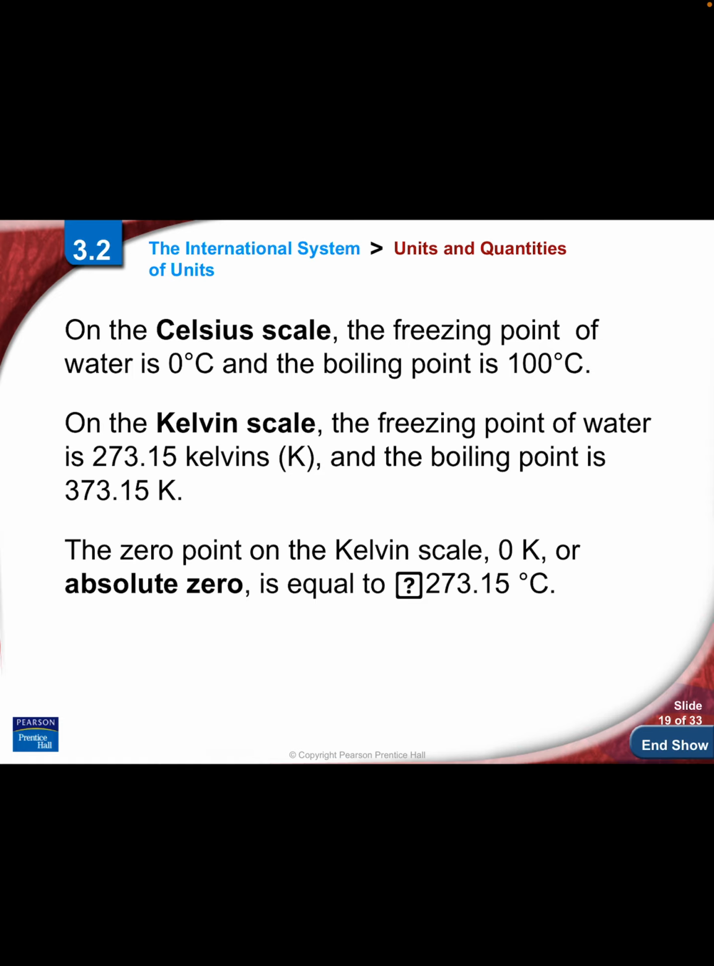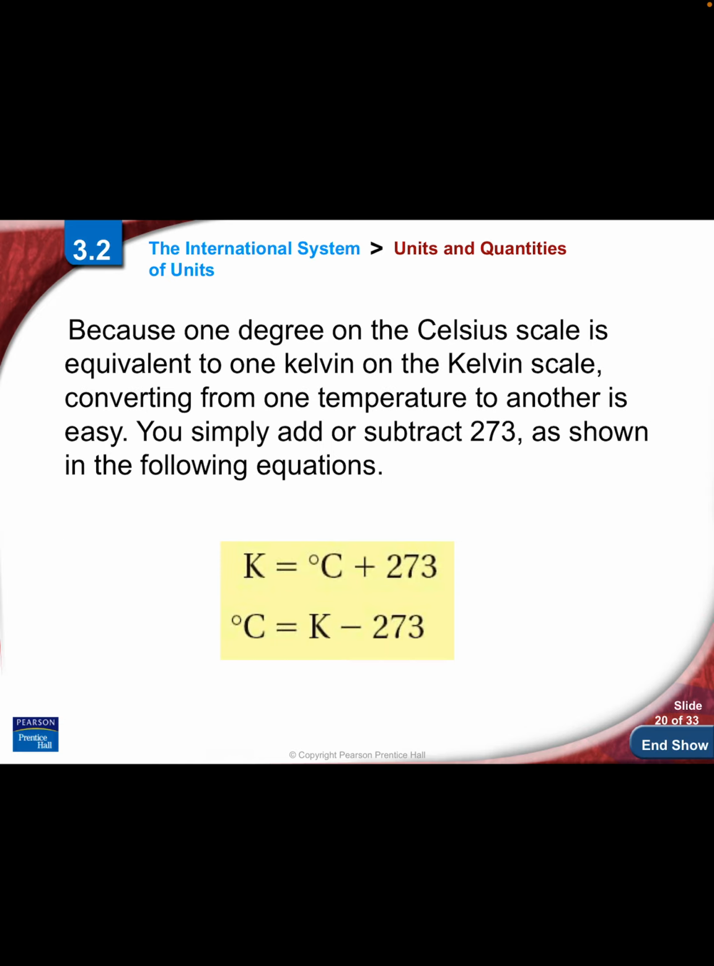That's the point at which there is no heat in the system and all molecular motion stops. We've never achieved absolute zero, but we've been within less than 1,000th of a degree of it. The difference is the Kelvin scale at 0 would be equal to minus 273, technically 273.15 degrees Celsius. And we will work a problem with that in our section review.